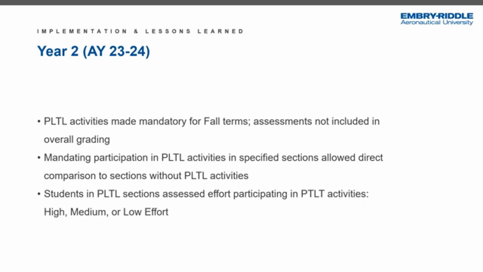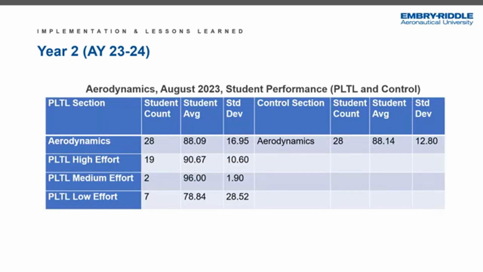What this did do is that by mandating participation in activities, we could specify sections that were to use peer-led team learning and compare them to sections without that peer-led team learning. And so this kind of gives us those experimental control types of groups. And for those that are in the peer-led team learning, we put an assessment in for the instructors to see in the peer leaders, did they do high effort, low effort, medium, or just none? So that way we can have an idea of how much involvement the students had. Did it have an effect?